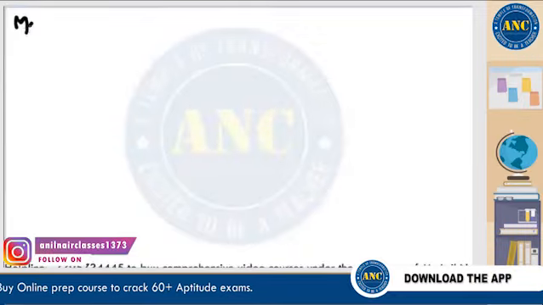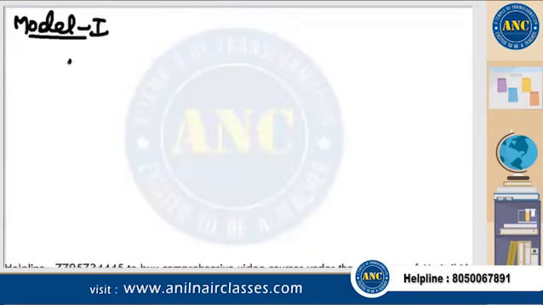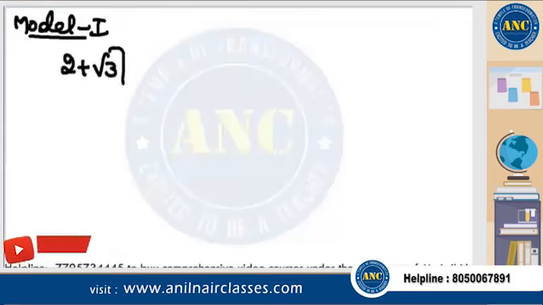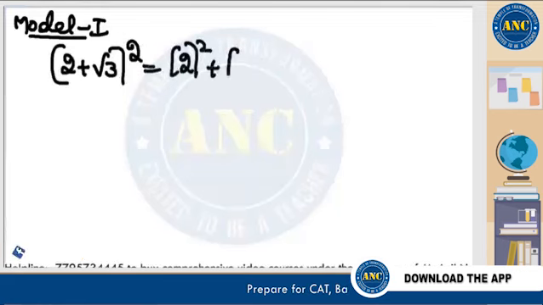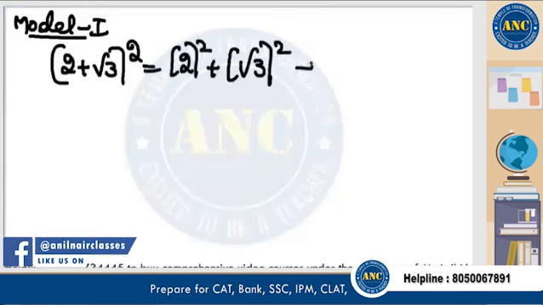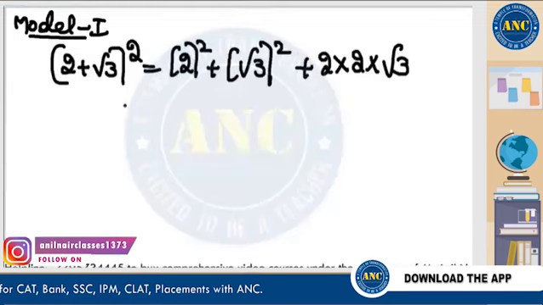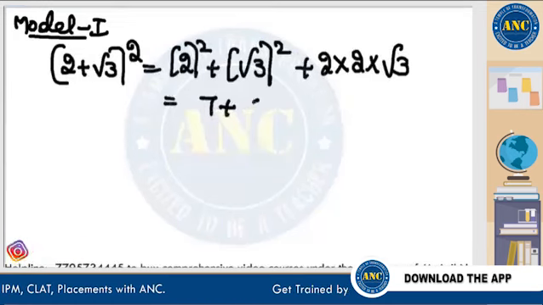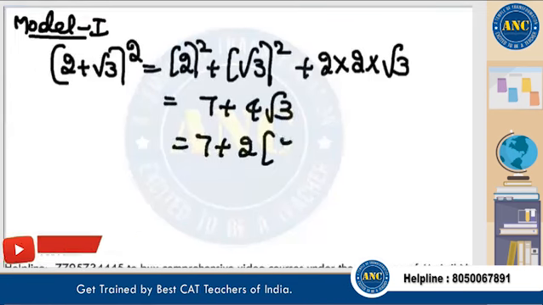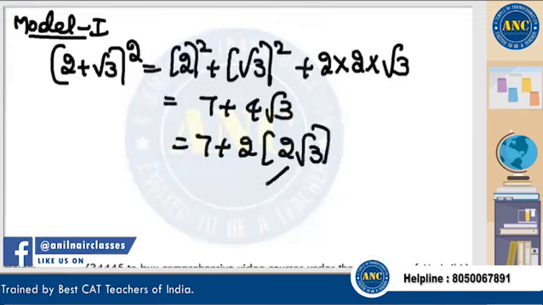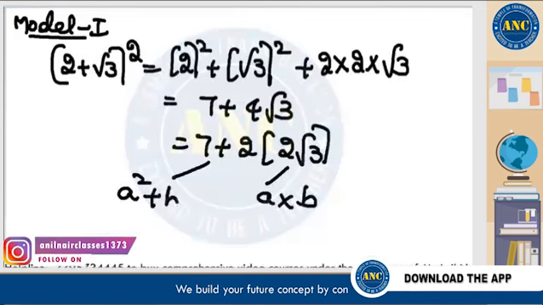Model 1. Suppose I see 2 plus root 3 whole square. 2 plus root 3 whole square is 2 square plus root 3 whole square plus 2 into 2 into root 3. Now if you see, this is nothing but 7 plus 4 root 3. So it is nothing but 7 plus 2 into 2 root 3. So it is a into b, and it is a square plus b square.